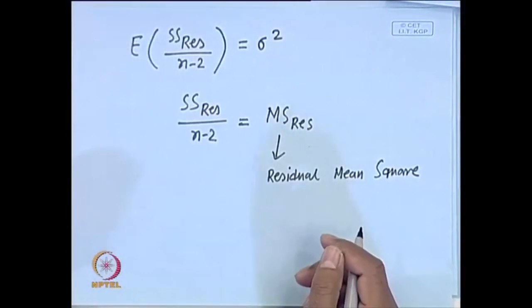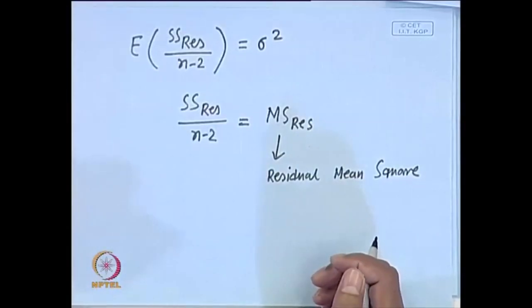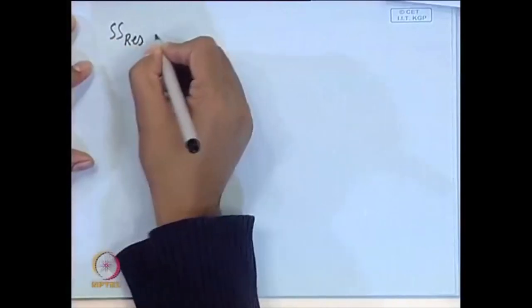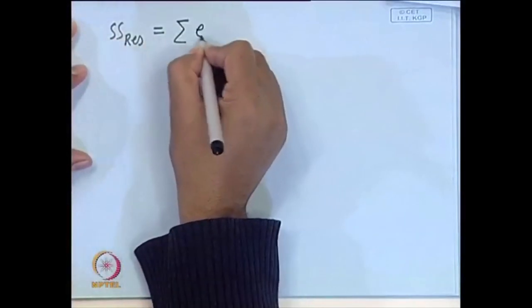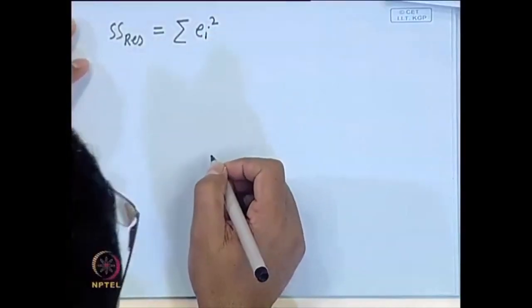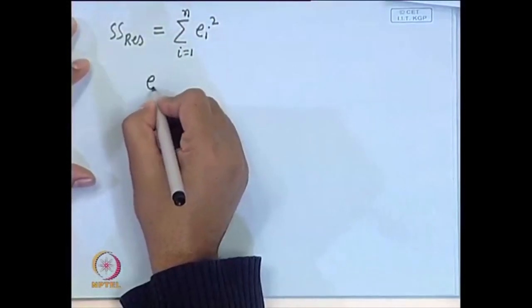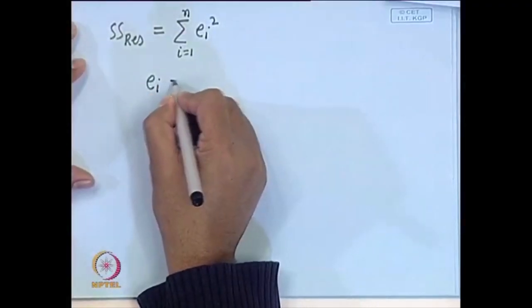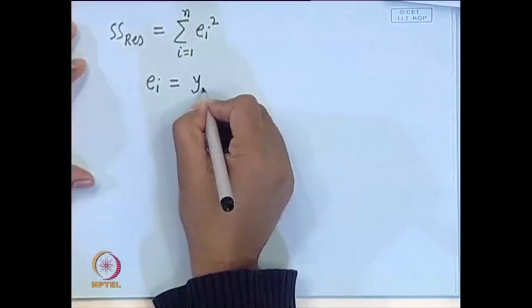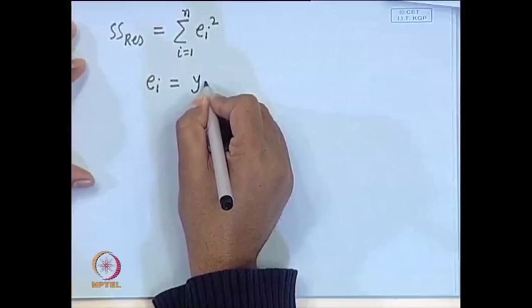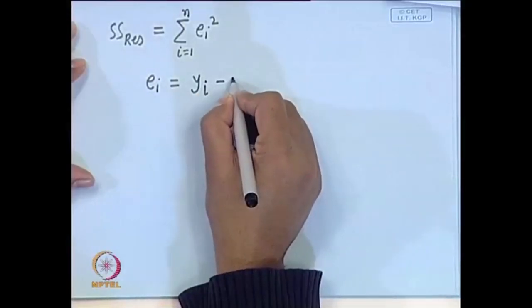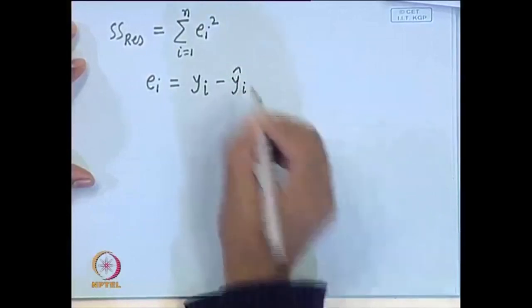Next, we will talk about the distribution of MS residual. Okay. So, what is SS residual? Residual sum of square is nothing but summation e i square, i is from 1 to n. So, this e i is nothing but the ith residual. This is the difference between the observed response value and the predicted response value.